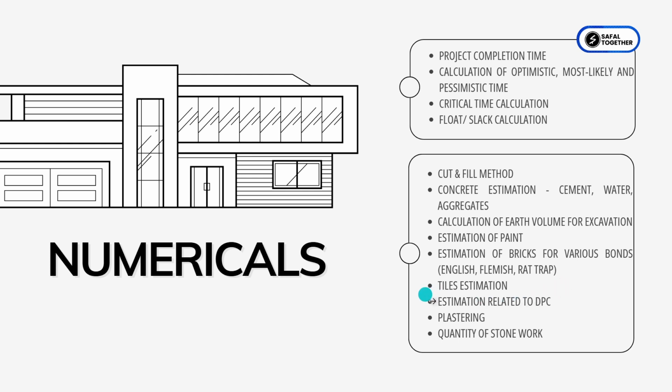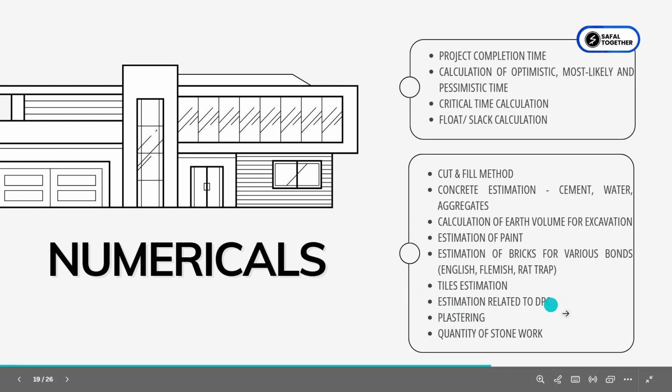The number of tiles that are required. These are basic questions that you might have seen already in the GATE papers. There you have a floor area, they'll give you the tile size and ask you the number of tiles that are required. And then estimation related to DPC, estimations related to plastering, and estimations related to the quantity of stonework.